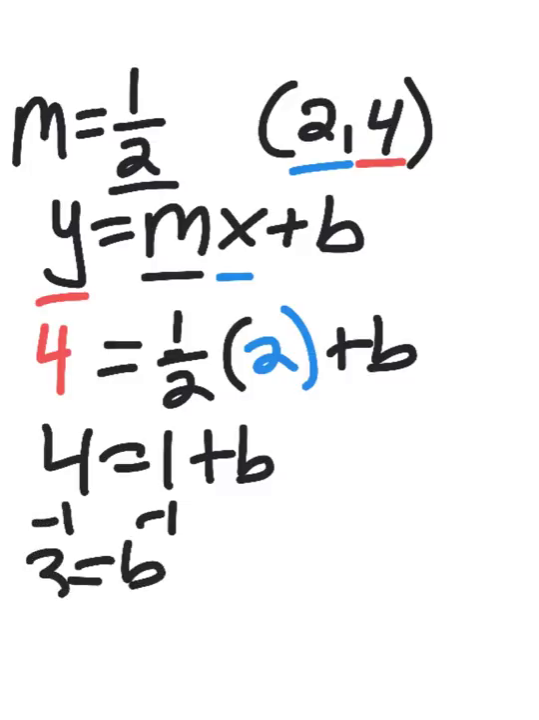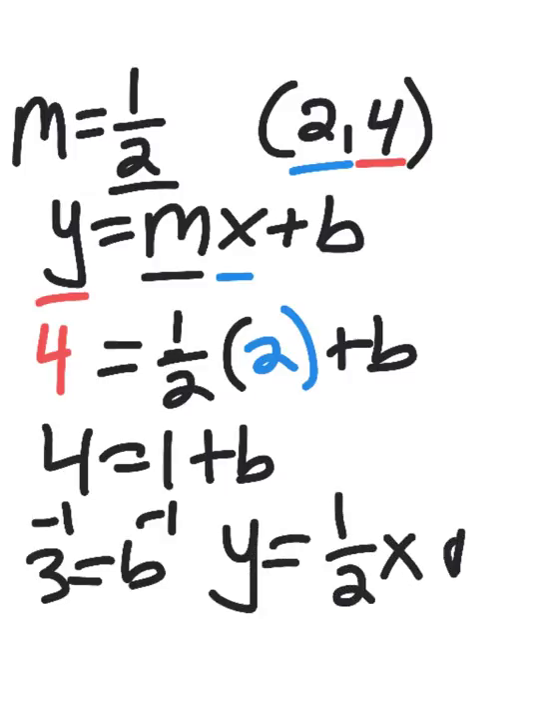So I now have a y-intercept of 3. So I have y = 1/2 x + 3 as my final answer. If I go back and substitute in my slope and my y-intercept.